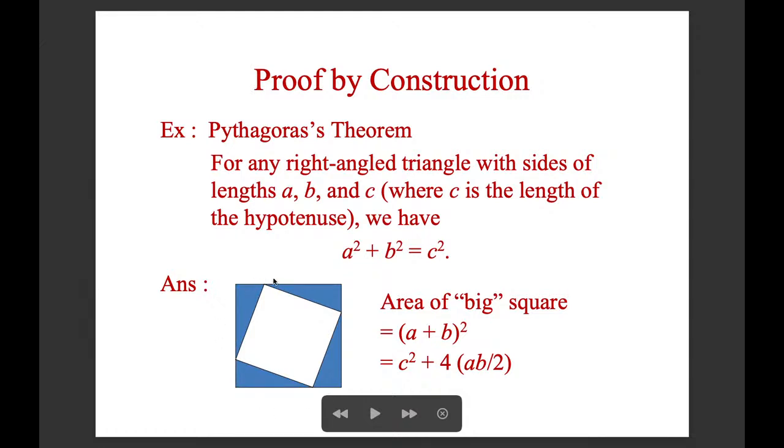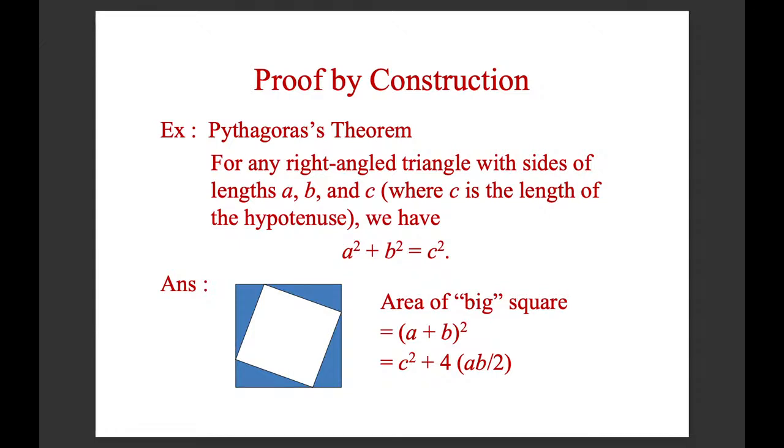So the big square has area (A plus B) to the power 2, because one side is A, the other side is B, so A plus B is the length of one side. So one way that we can count the area is (A plus B) whole squared. On the other hand, we can count the area by looking at the total area formed by the little triangles, which is 4 times AB over 2, plus the middle square, which is C squared. So we know that this is equal to this one. So after simplification, we will get A squared plus B squared is equal to C squared.